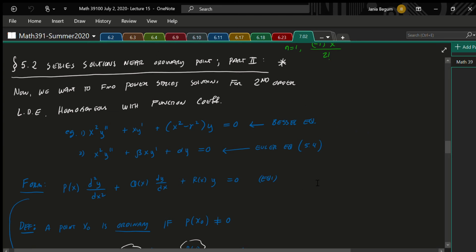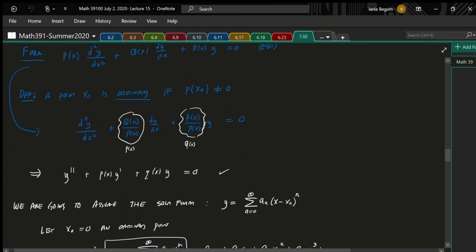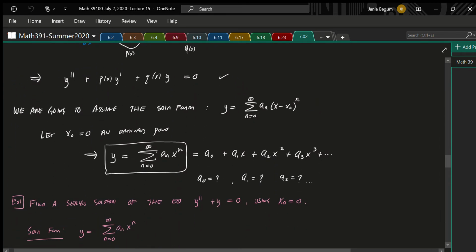Okay, so last time we talked about how to find series solution near ordinary point. That was 5.2, and just to revisit all of this, we assume that the solution form is the infinite sum power series a(n) x to the n, and you can write out some of the terms, a0 plus a1 x plus a2 x squared plus a3 and so on, right? And then the idea is to find what are these coefficients, a0, a1, a2, a3, and so on.